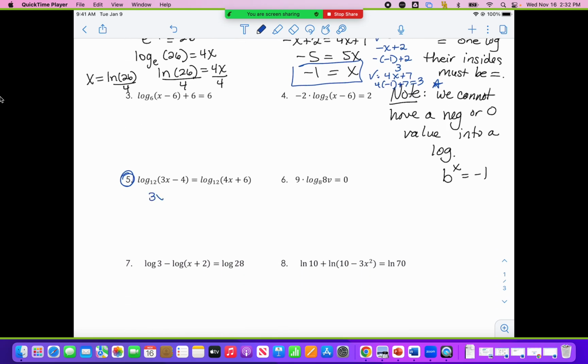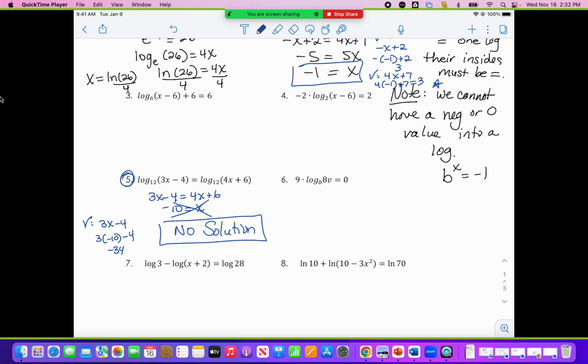So I'm going to set 3x minus 4 equal to 4x plus 6. So you get x equals -10, right? Now let's go check it. I have to make sure that 3x minus 4 isn't negative. Uh-oh, it is negative. This is not allowed. There's no other answers, so that's no solution.